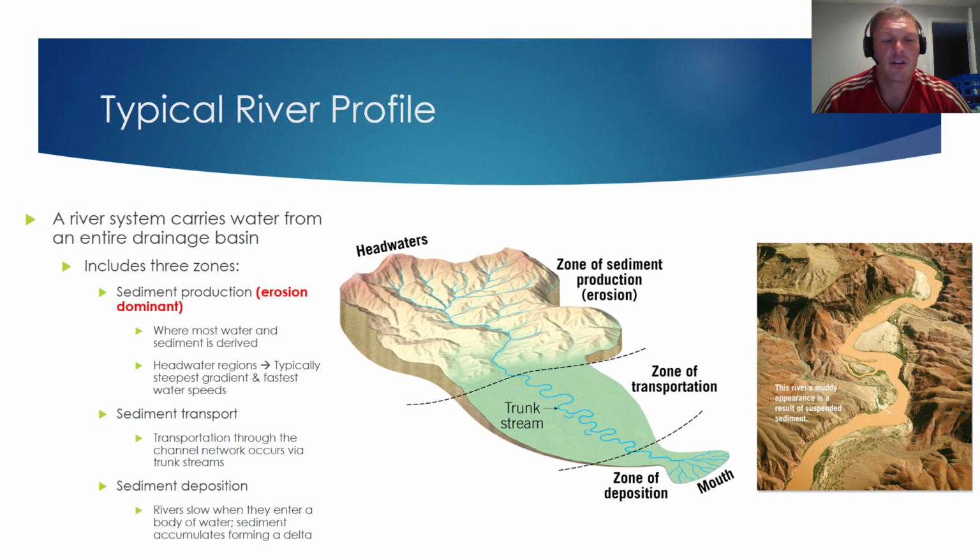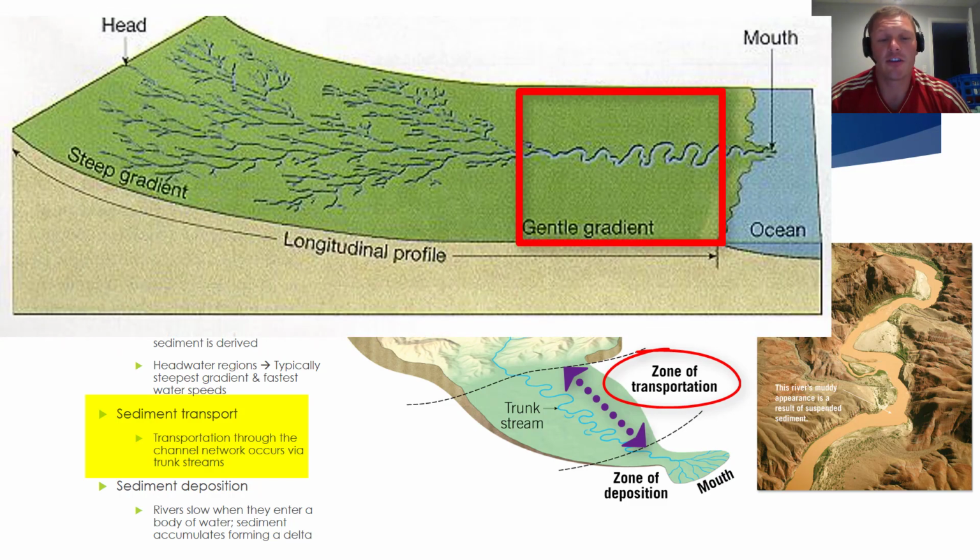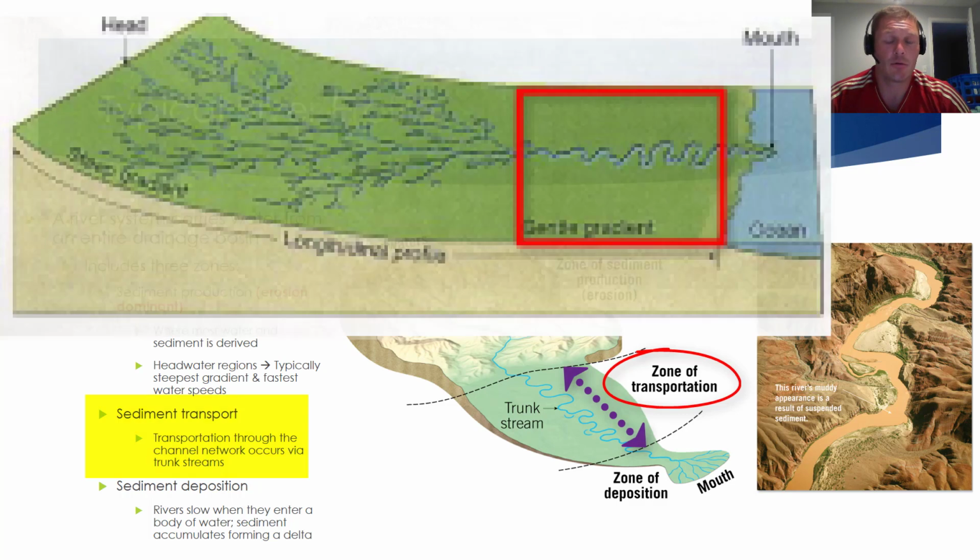The next zone we're going to consider is what's known as the sediment transport zone. Notice that the river starts to get a little bit more curvy in this region, and we call that curviness meandering. The gradient in this region is nowhere near as steep as it was in the sediment production zone, but the side-to-side swiveling of the river helps keep the water flowing and the sediment moving downstream.